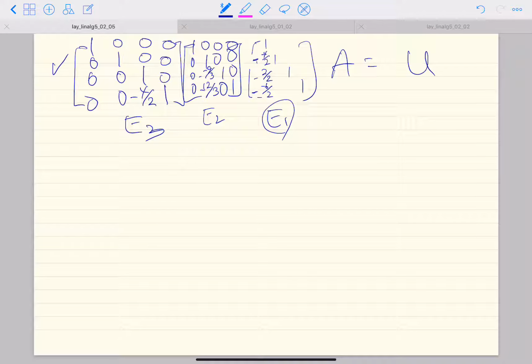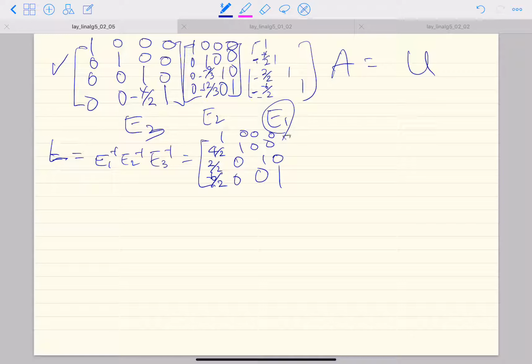So this is E3. Okay, and then let's try to obtain L. So L is E1 inverse, E2 inverse, E3 inverse, right? And what about E1 inverse? E1 inverse is simply 1, 1, 1, 1. Then we have these values, and take the negation of it. So 4 divided by 2, 2 divided by 2, negative 6 divided by 2, and 0, 0, 0, 0, 0, 0, 0. Right, so that's E1. And E2 is 1, 1, 1, 1.